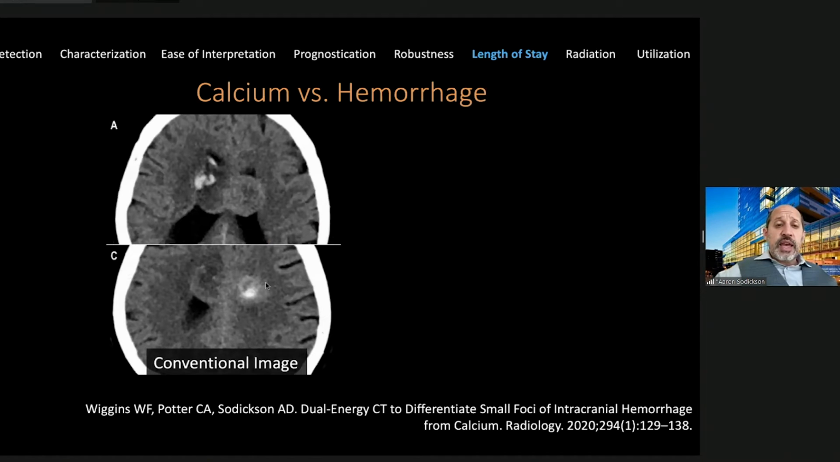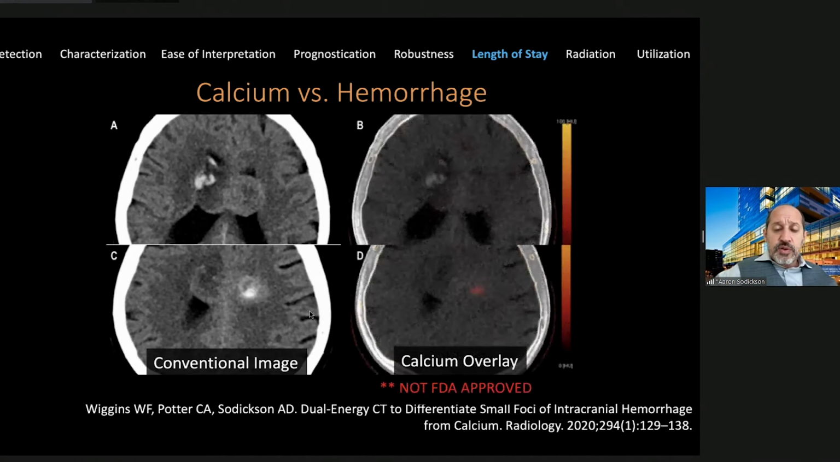And finally, here's a glioblastoma crossing midline in the corpus callosum. We see calcium content in this portion on the right, hemorrhage in this portion on the patient's left, and hemorrhage in this portion on the patient's right.